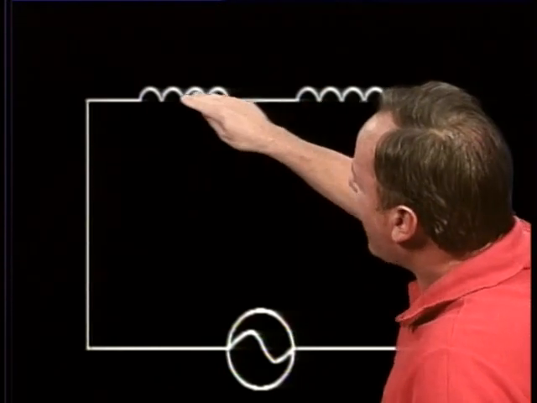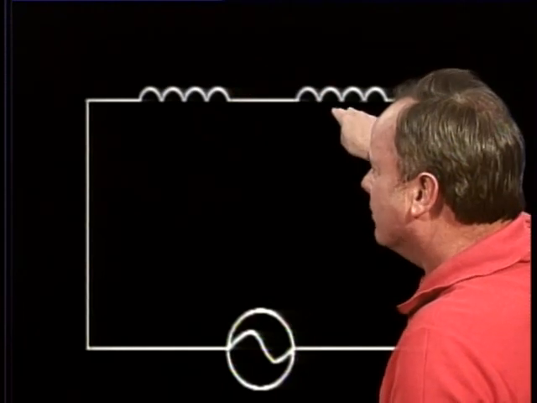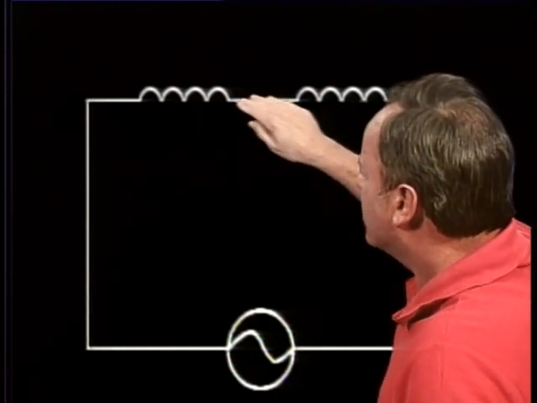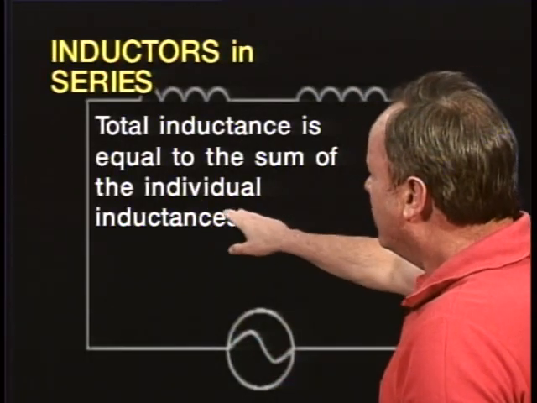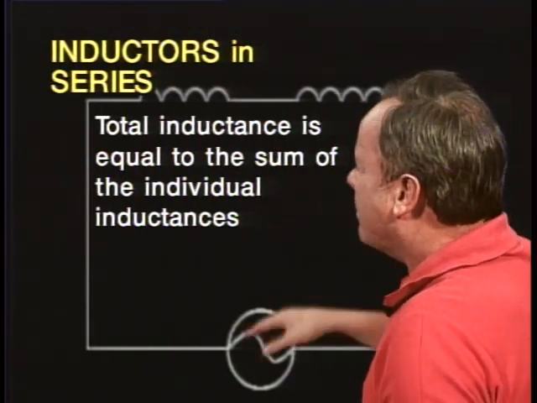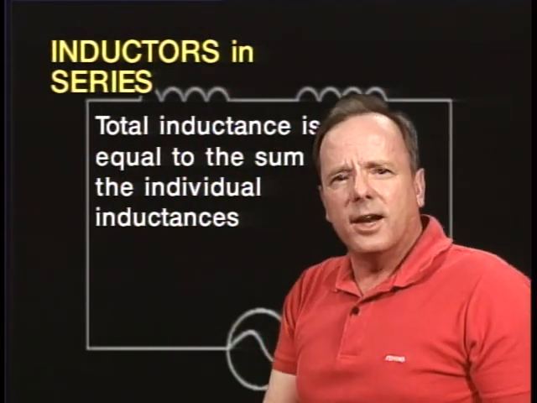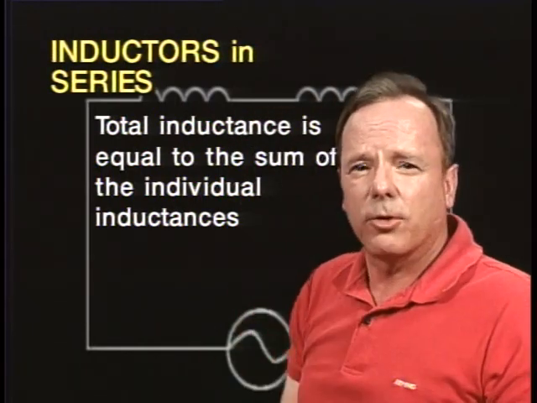If you have one after the other, then you have more inductance. In fact, when you put two inductors in a circuit, what happens is the total inductance is equal to the sum of the individual inductances. So now we have two coils, we have twice as much inductance. That means twice as much magnetic field, and in some conditions, twice as much impedance to the flow of current while that field is being created.